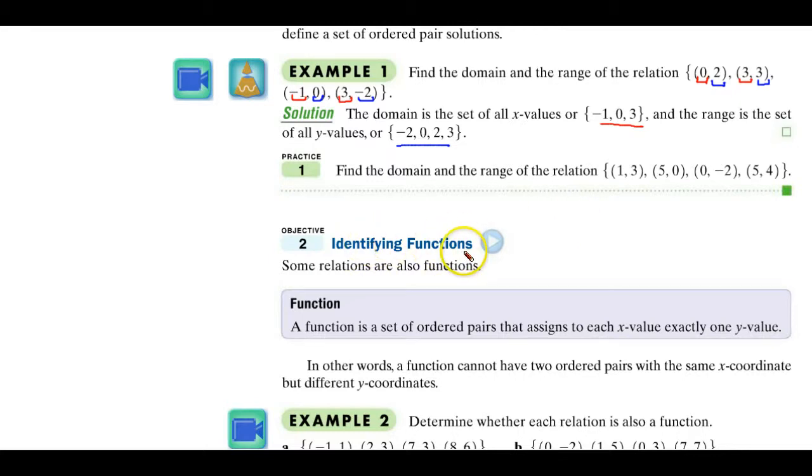Identifying a function. Well, as they give us the example, the x element is only used once. So if we look over here, we see x is 0, 3, negative 1, 3. Here it's used once, and here it's used again. So the x element is not used only once. So this one is not a function. Let's go on.